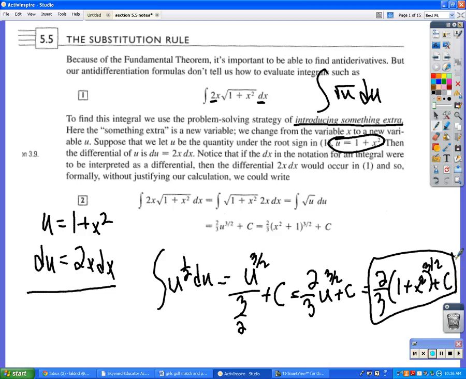Okay? So what I'm telling you is, if you took the derivative of 2/3 times 1 plus x squared to the 3/2, you would get 2x times the square root of 1 plus x squared. Okay?